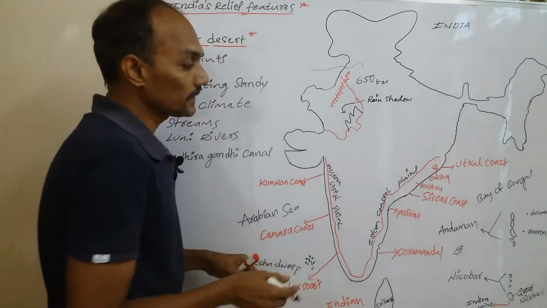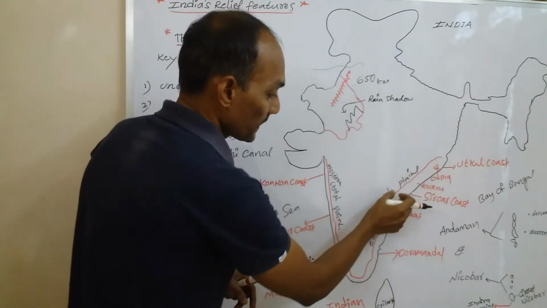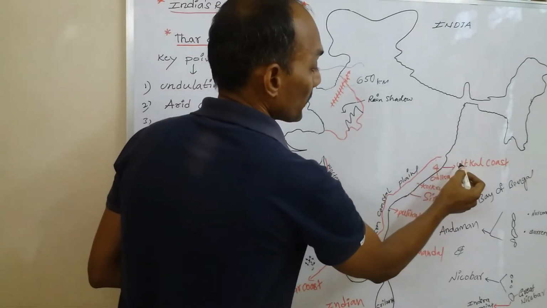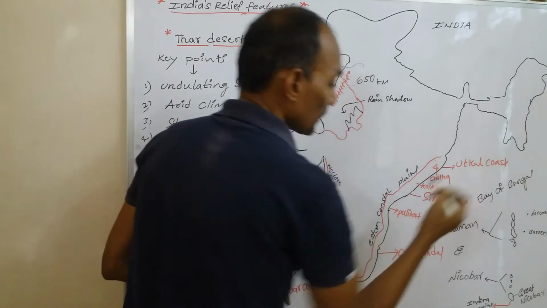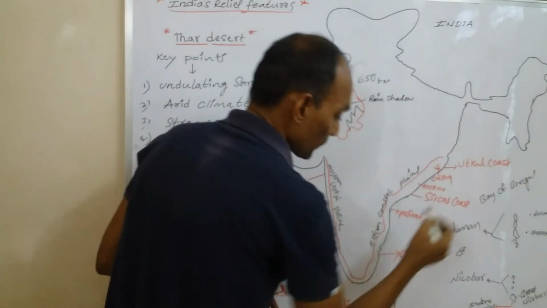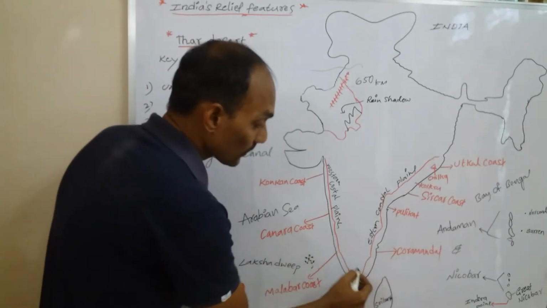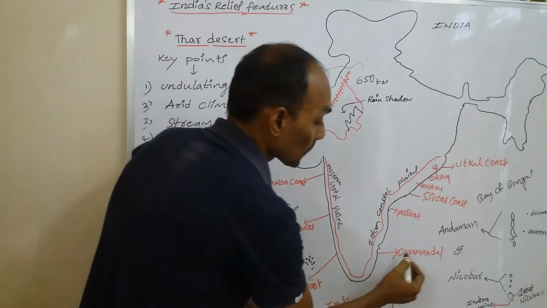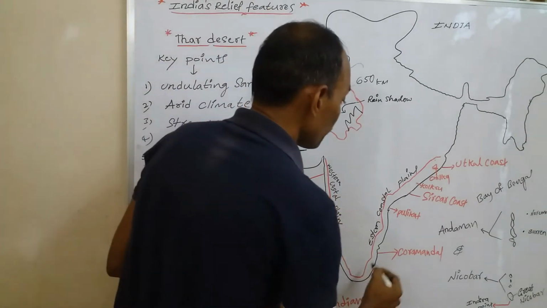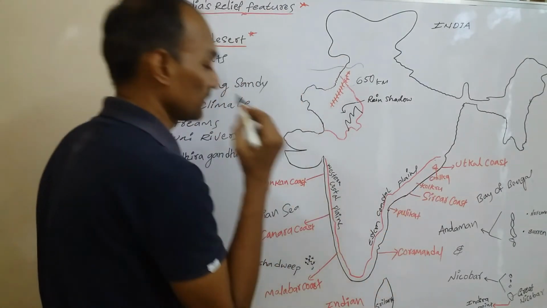These eastern coastal plains are divided into three parts. In Odisha, these plains are called the Utkal coast, in Andhra Pradesh the Sarkar coast, and in Tamil Nadu the coastal plains are called the Coromandel coast. Understand? This is the coastal plains information.